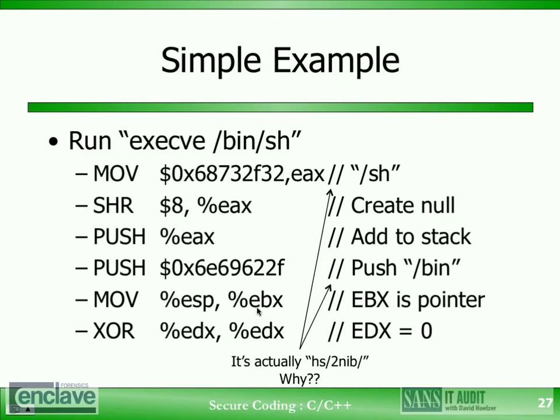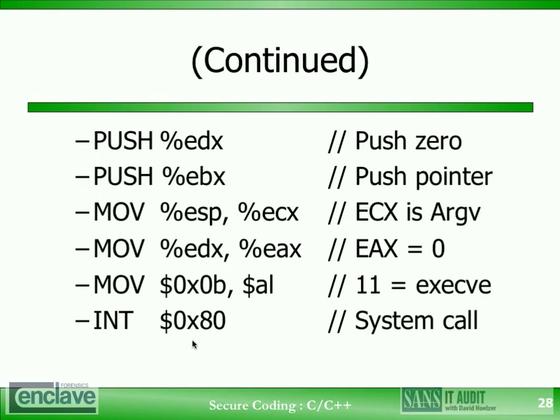We move the value of the stack pointer into EBX, so EBX now contains the stack pointer. Next we zero out EDX. Remember, we can't have zeros appear here, so by XORing a value against itself, we end up with a 0. With that in place, I can now push a 0 followed by a pointer.